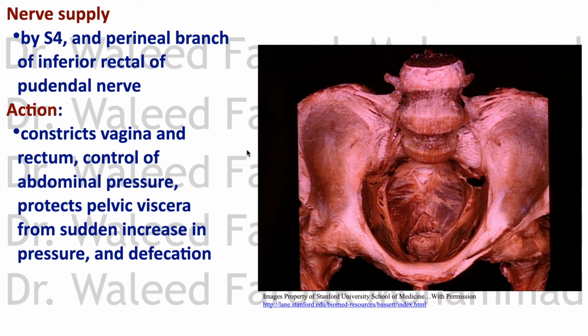The nerve supply is by S4 and the perineal branch of the inferior rectal branch of the pudendal nerve. This arises in the ischiorectal fossa, the inferior rectal, and it gives a branch to supply the levator ani muscle. The action of the levator ani constricts the vagina and the rectum, for continence, for control of defecation, and by pulling on the anorectum, protects the pelvic viscera from sudden increase in pressure, and also functions in defecation and labor, of course.